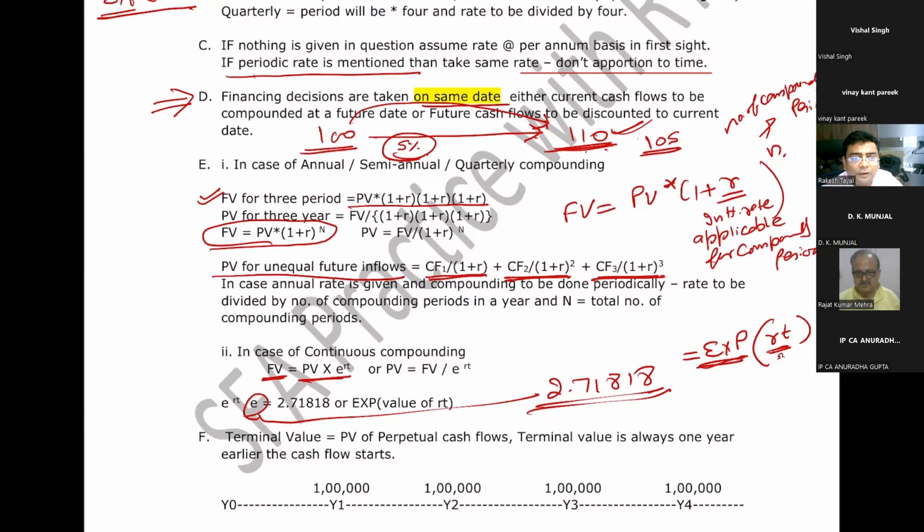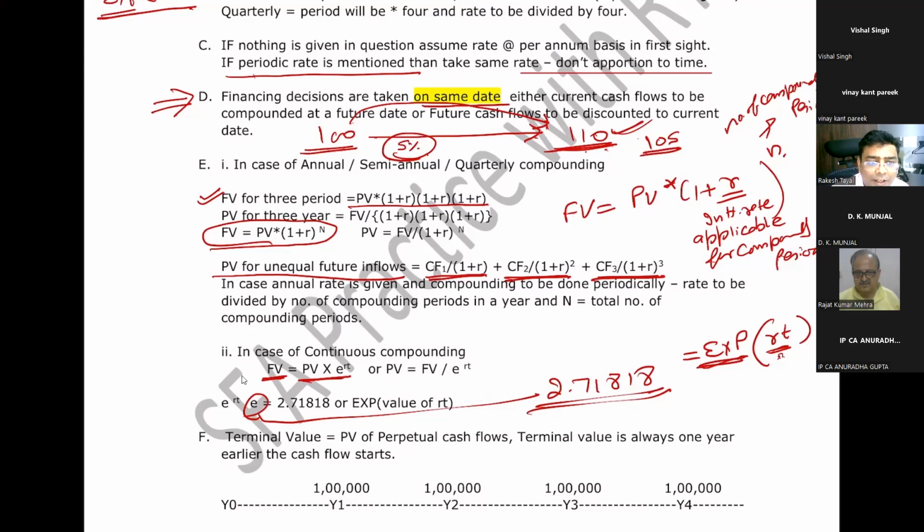So PV for unequal cash future cash inflow, we have to divide CF1 divided by (1 plus R) to the power 1. So note at the end of which period we are getting the cash flow, not even the year, because R is adjusted for the compounding period. So N should also be adjusted for the compounding period.